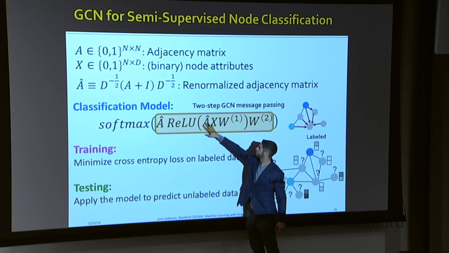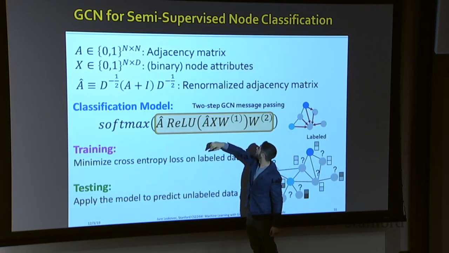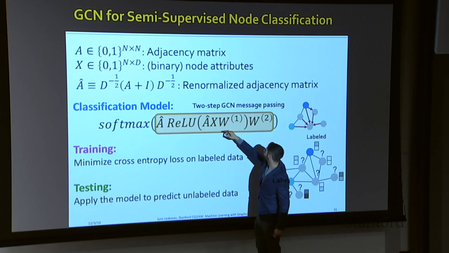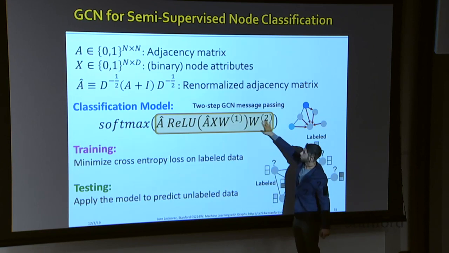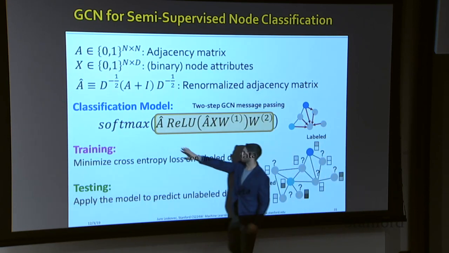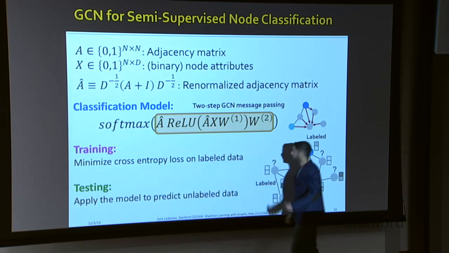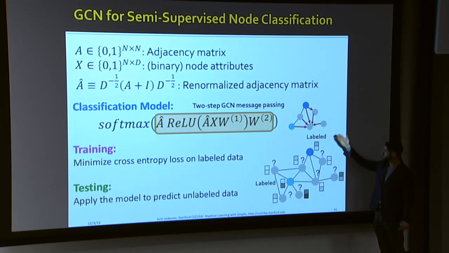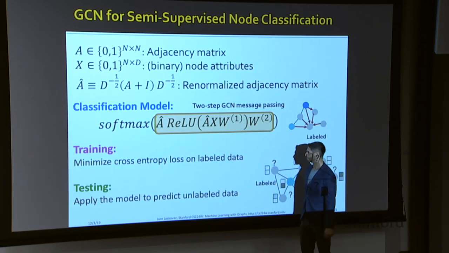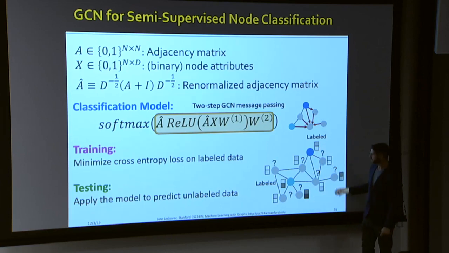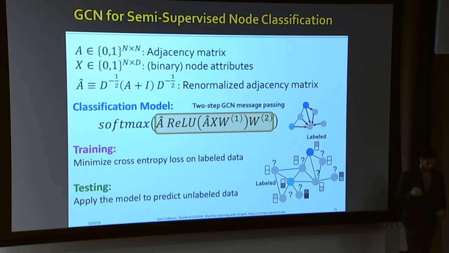So this is the first step. You remember, it's just a linear combination. We take the renormalized adjacency matrix, we take all the node attributes, and then this is the weight matrix that we're learning. This is our first step, and this is our second step of aggregation. Then we take a softmax to obtain a probability distribution of each label for all our nodes. We do the training, minimizing the cross-entropy loss on the label data, and then in testing we apply our model to predict all the missing labels in our graph. So this is how we perform semi-supervised classification with a GCN on our graph.